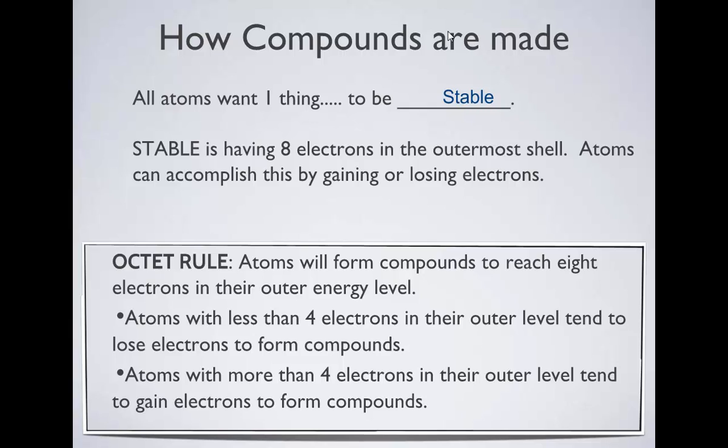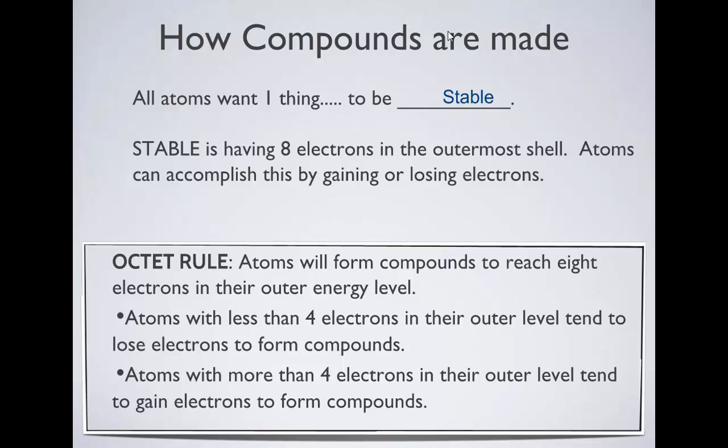How about oxygen? Look at oxygen. How many electrons in the outer shell? 6. What do you think it wants to do? Add more. Looking to gain 2 electrons. Okay. All right. So this is called the octet rule. Atoms will form compounds to reach 8 electrons in their outermost shell, or a full outer shell of electrons.